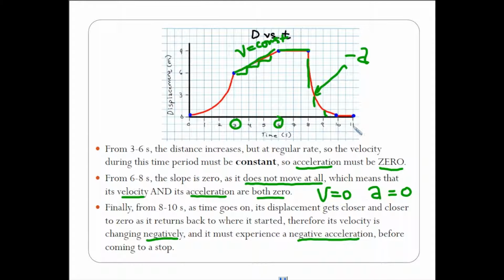And then from 10 to 11 seconds, it appears my displacement is not changing at all, and I'm back to where I started. My velocity is once again zero, as is my acceleration.